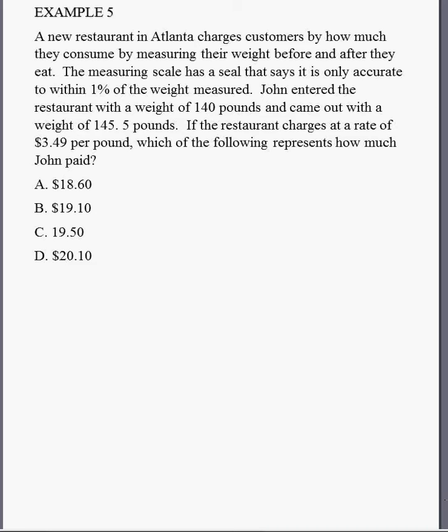It is accurate to 1%. And suppose John entered the restaurant with a weight of 140 pounds and came out with a weight of 145 pounds, and they charge 3.49 per pound. Which of the following will be a potential bill that John will pay?